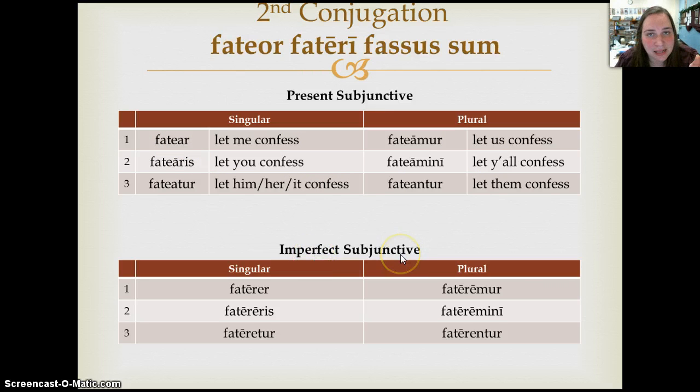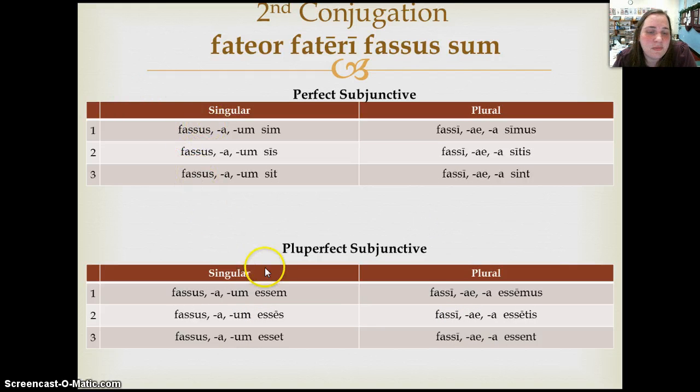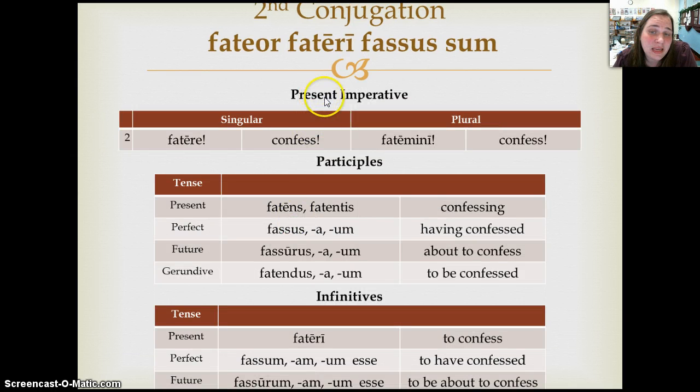Imperfect subjunctive, again, exactly what you now expect for a deponent, that sort of invented present active infinitive with the passive endings. Again, perfect subjunctive, pluperfect subjunctive, exactly what you expect it to be. And then the imperatives, participles, infinitives now also the way you expect them to be. Fatere, confess. Fatemini, more than one person, confess. Okay, fatens, fatentes, and so on and so forth.